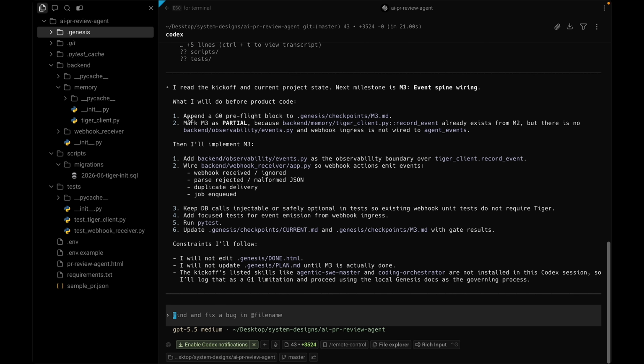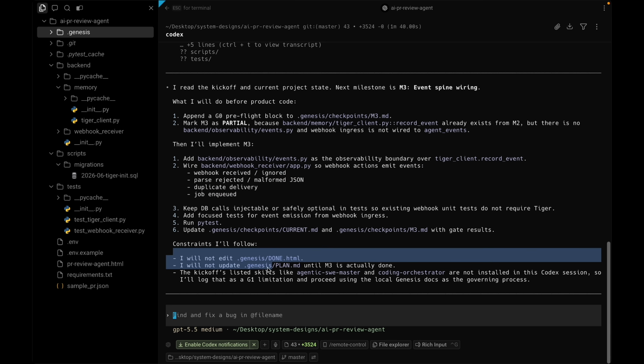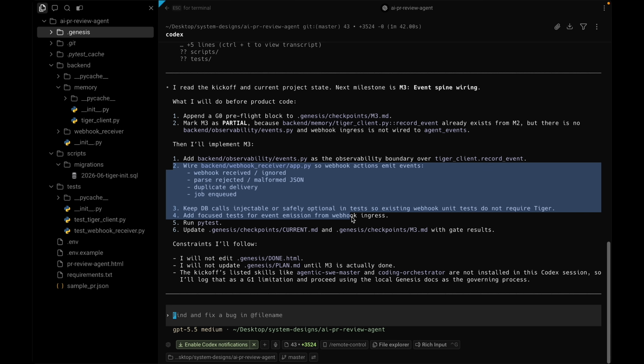Great. Append G0, mark M3S because record event already exists, but there is no backend observability and webhook ingress. So it is building M3, taking something from the earlier work. It is not trying to implement something new. It will take something which is already there. Implement. Constraints it will follow. How it will implement. The loops it will run.